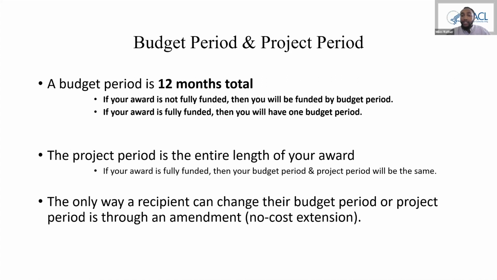For example, let's say you have a 36-month project period. Also, let's assume your project period start date is July 1st, 2023, and you were approved for a federal award worth $750,000. That is not fully funded. You would receive $250,000 on July 1st, 2023, July 1st, 2024, and July 1st, 2025. Now, this is given that there's no budget reduction due to a non-competing continuation application submitted by the grantee or the availability of federal funds.